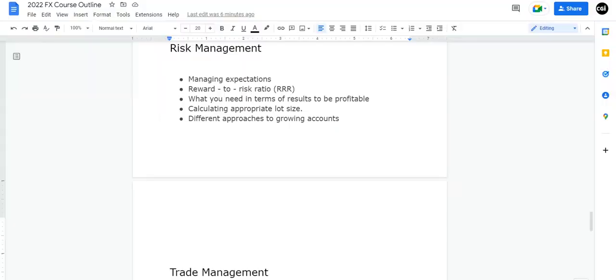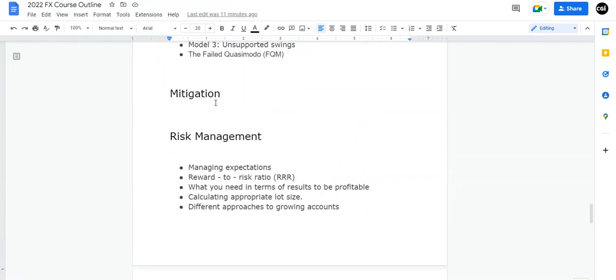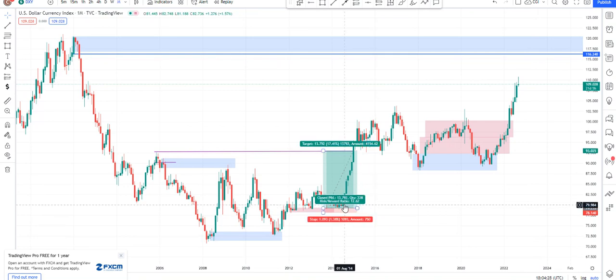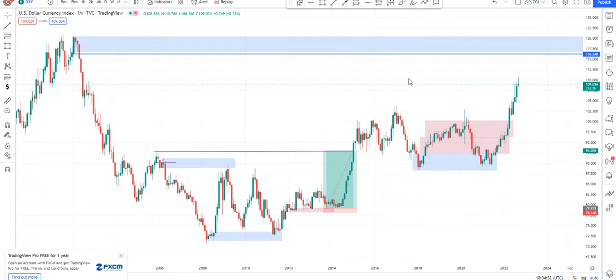Let me check the next thing. So, risk to reward ratio (RRR). I think most of us might know what this is. Risk to reward ratio is basically the ratio of your profit to the ratio of your loss. How much are you risking and how much are you getting back potentially from your trade? That's what risk to reward ratio is.